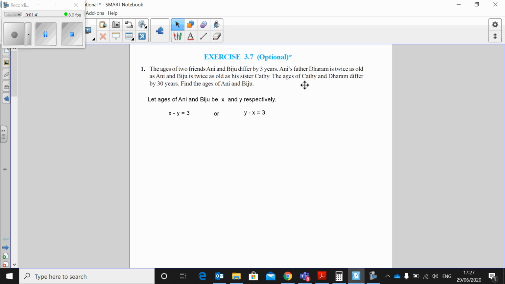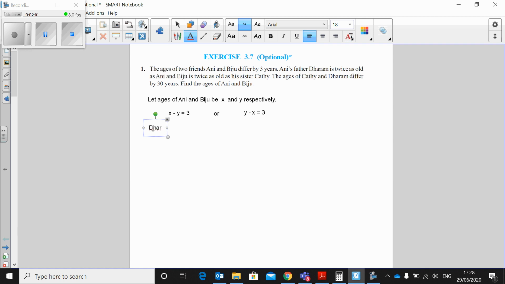Now let us think about the next statement. Annie's father Dharam is twice as old as Annie, and Biju is twice as old as his sister Kathy. Annie's father Dharam is twice as old as Annie. So let us think about it. In the second case, Dharam's age is 2x years, and Biju is twice as old as his sister Kathy.